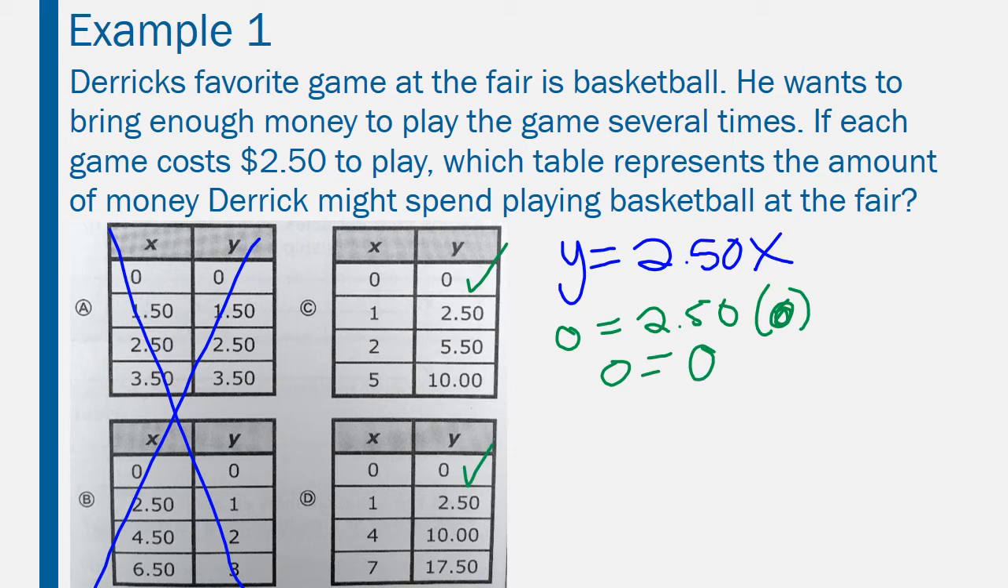What about the next one? What can we do to figure out if that's true? Yes, you plug in your equation. Good job. We got y, $2.50, equals $2.50 times 1. Well, what's $2.50 times 1? It's $2.50. Yeah, we're only multiplying by 1. Anything times 1 is itself. So is this true? Yes. So the next ones on both are true. Well, let's try the third one on C.